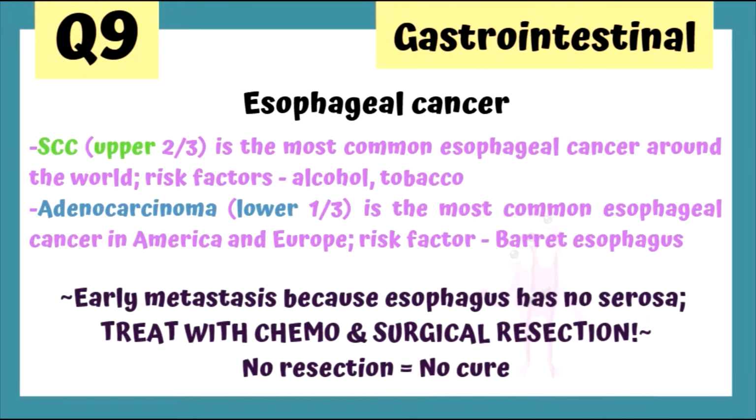In the upper 2/3, that's where the squamous cell carcinoma is, and that's the most common one around the world. And that can be caused by alcohol and tobacco. Tobacco goes up to the squamous cell carcinoma part, as opposed to the adenocarcinoma that's in the lower 1/3. That's the most common one in America and Europe. And a risk factor is Barrett esophagus. Really important is that early metastasis is seen in esophageal cancer because there's no serosa. And we must treat with chemo and surgical resection. And without resection, there is no cure.